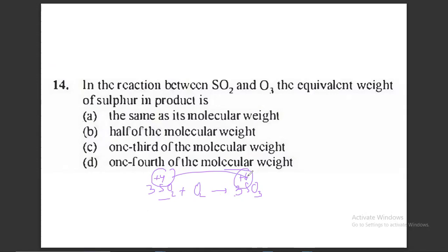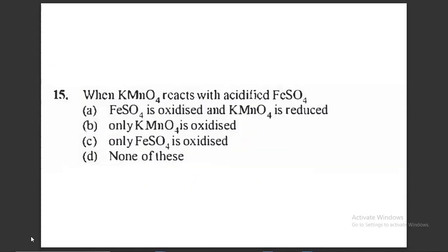So 2 electrons change means the equivalent weight would be, it is generally given by equivalent weight equals molar weight divided by 2. So the answer for question number 14 would be half of the molecular weight. Question number 15. When potassium permanganate reacts with acidified ferrous sulfate, what happens here? Ferrous sulfate is going to be oxidized and potassium permanganate is going to be reduced.